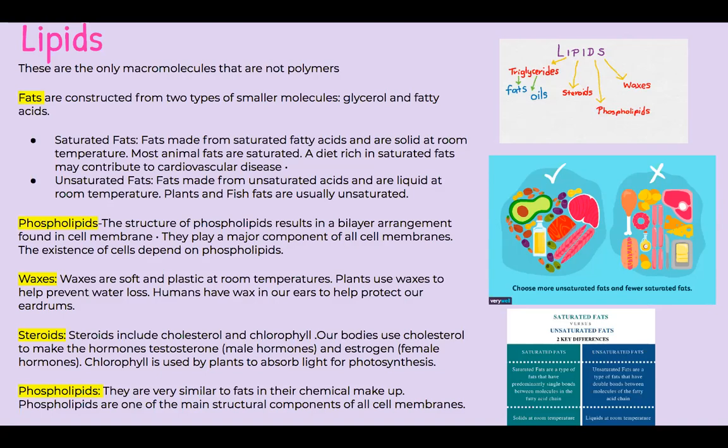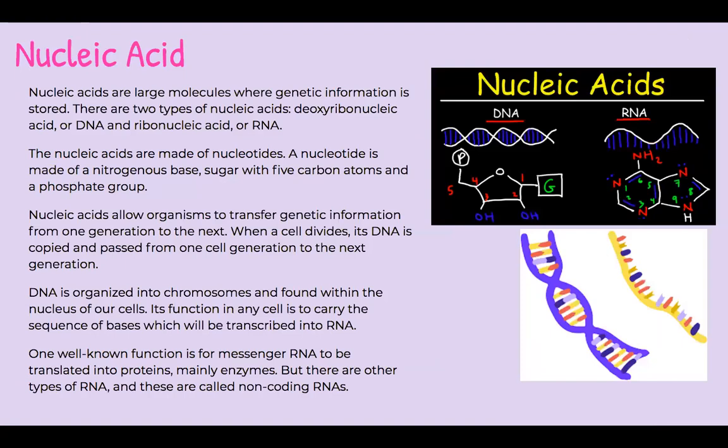Next, we have phospholipids, and they are very essential for the cell membrane due to their very unique structure that plays a big role in the cell membrane. So you have waxes, which are soft, and plastic at room temperature. Plants use waxes to help prevent water loss. Humans have wax in their ears to help protect their eardrums. Lastly, we have steroids, which include cholesterol and chlorophyll. Our body uses cholesterol to make the hormones testosterone and estrogen, and chlorophyll is used by plants to absorb light for photosynthesis.